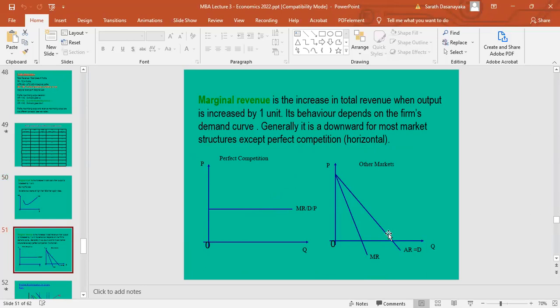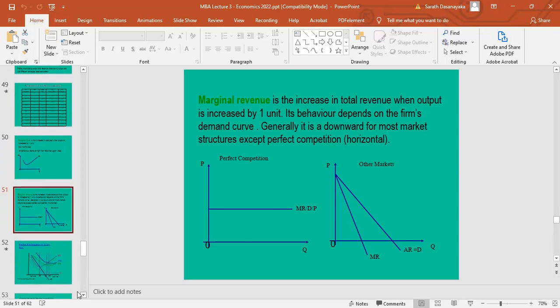Then you can see the MR curve is half of the AR curve. If you want to sell more, then you have to reduce the price, then people are buying your product. And these things we'll explain again in your market structure lesson.